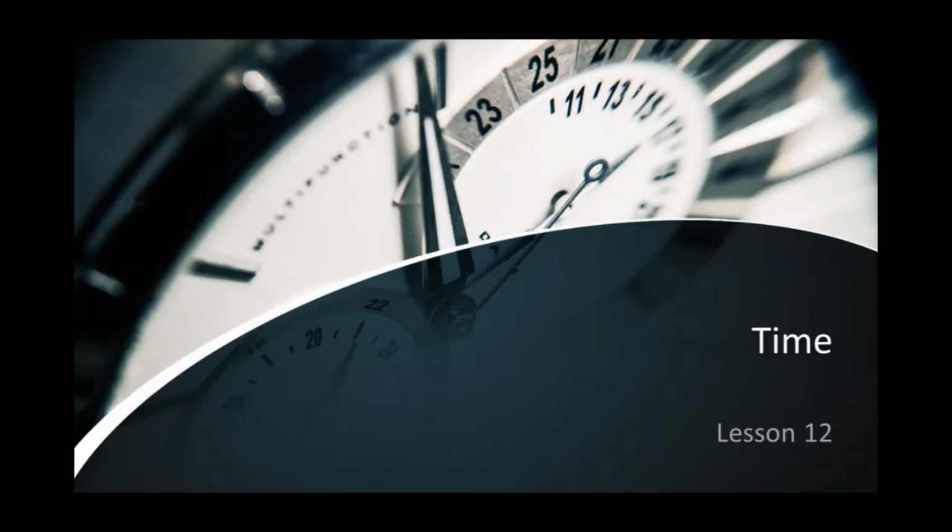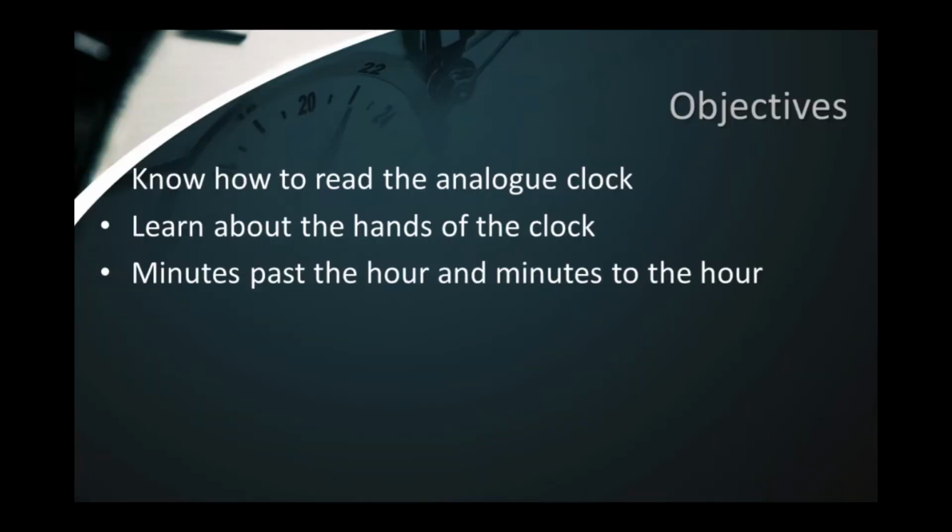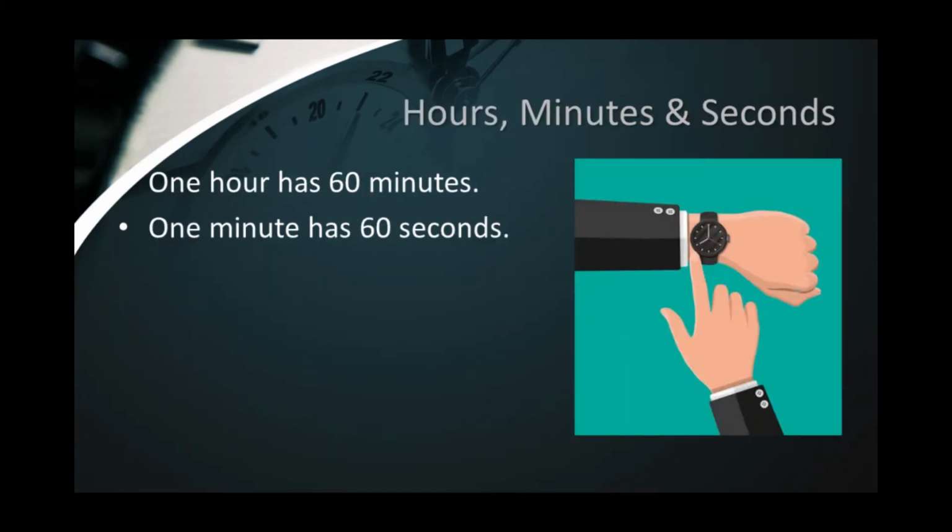This lesson is all about time. Today's objective is to know how to read the analog clock. With this in mind, there are a few things that we will cover. These include learning about the different hands of the clock and knowing when to say the minutes are past or to the hour. Let's begin with some background information.